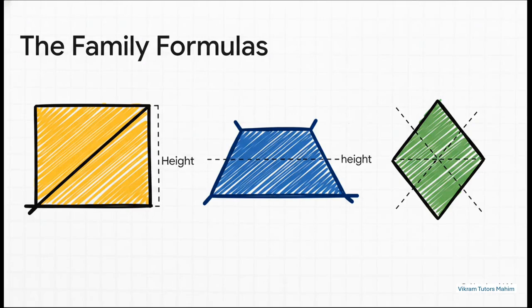Now let's run through the formulas for the rest of this family. For the parallelogram, our tilted rectangle, its area is just its base times its perpendicular height, not the slanted side. For a trapezium, which has one pair of parallel sides, you basically average the length of those two sides and then multiply by the height. And finally, for the rhombus, which is like a tilted square, the area is found by multiplying its two diagonals and then dividing by 2. Each one has its own little trick.